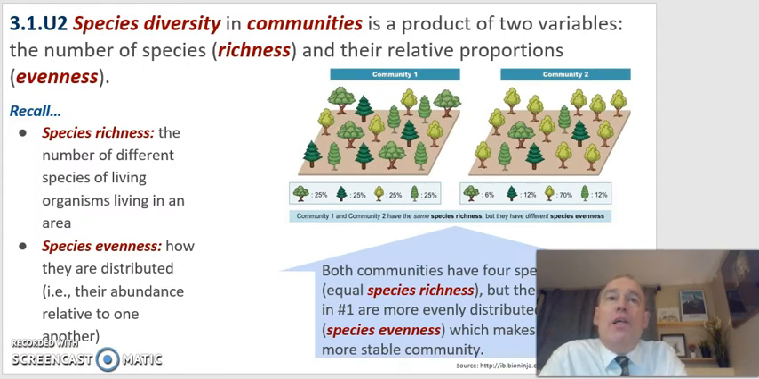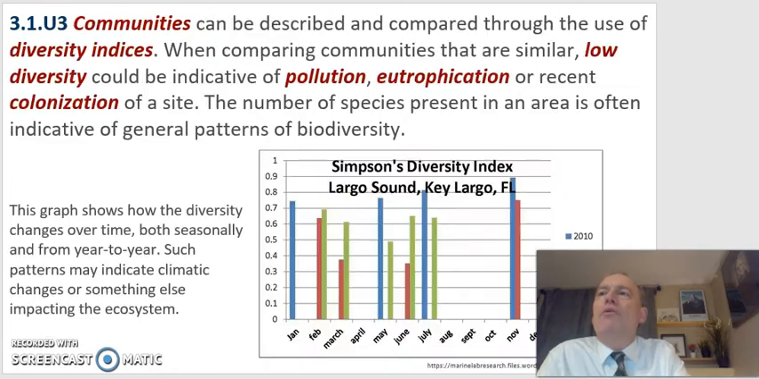Species diversity, we're continuing to look at this. Oh, that's a mistake. Move forward.